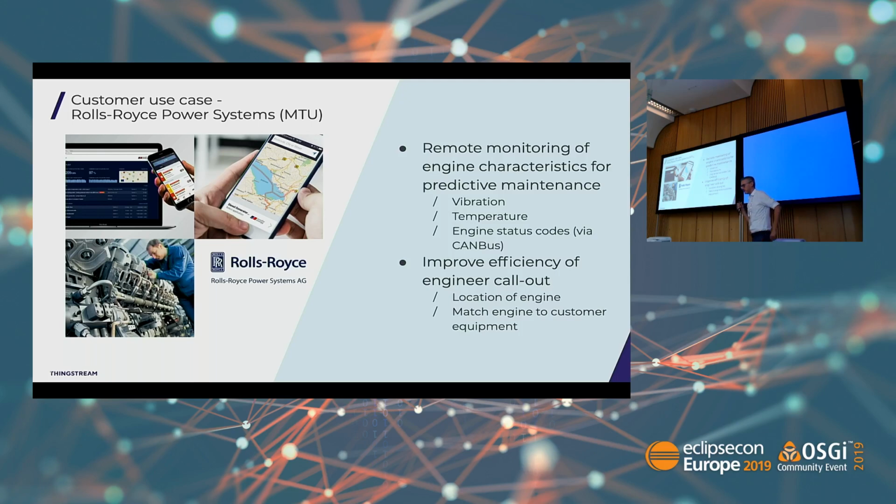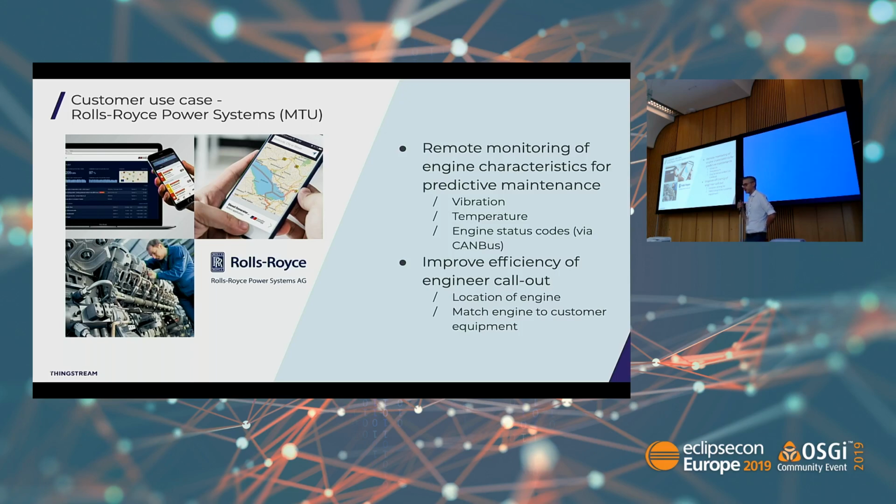And as Kai referred to earlier, they have a similar problem: remote monitoring characteristics for predictive maintenance, things like vibration and temperature. In fact, vibration on its own is the single biggest indicator that there's a problem with the engine. So if you measure the average vibration through the engine run cycle, you can pretty much predict with a great deal of accuracy exactly when you need to send an engineer out to fix it.